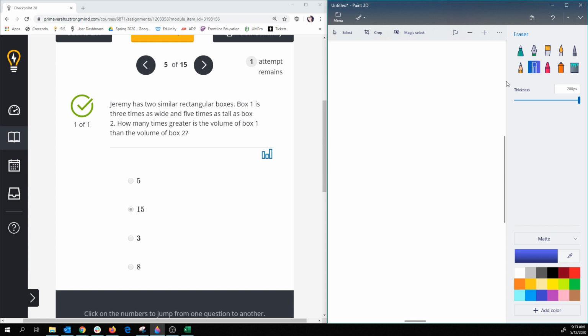Okay, well, if I were to take that 3 and 5, multiply them together, 3 times 5 would give me 15. So you were correct on this one. Good job. So that box 1 would be 15 times bigger than box 2. And again, all we need to do is take 3 and multiply it by 5. So 3 times 5 would give us that 15.